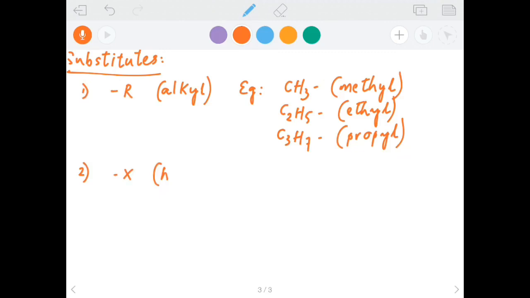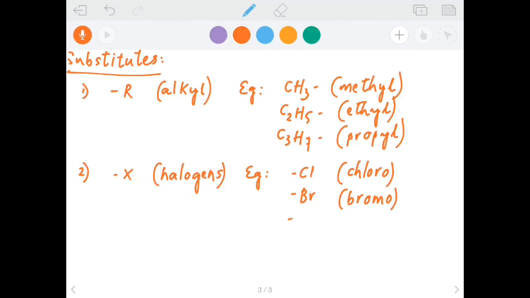We have another very popular substitute called the halo group, or the halogen group, represented as X. And since we know all the halogens would include a chloro, a bromo, a fluoro, and an iodo. This would be fluoro. The last one would be iodo.